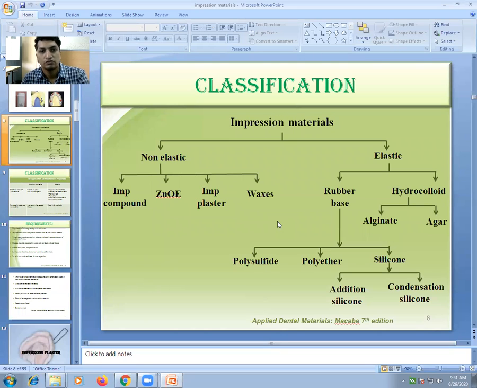So today we are going to see the impression compound, zinc oxide eugenol impression paste, impression plaster, and waxes.